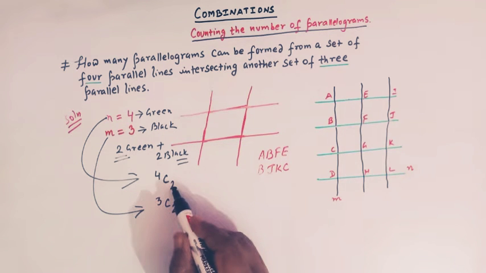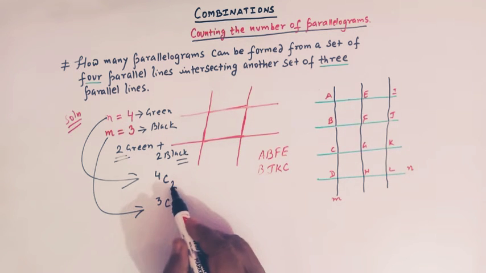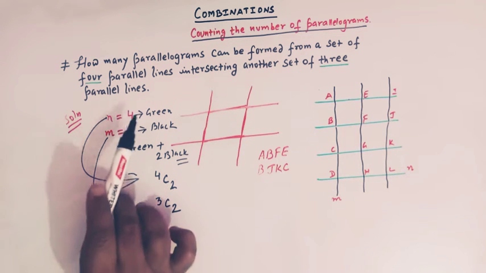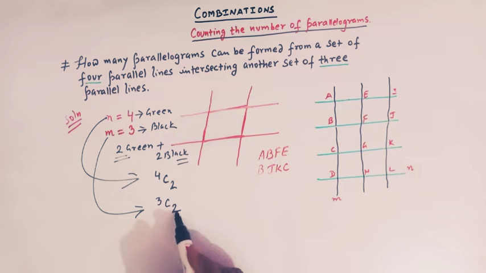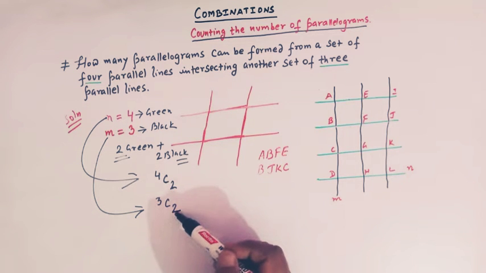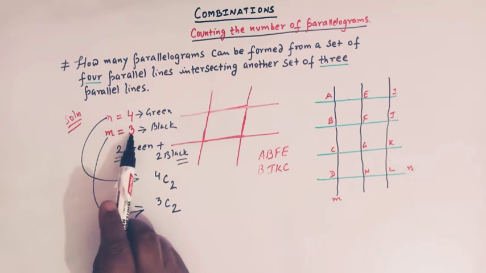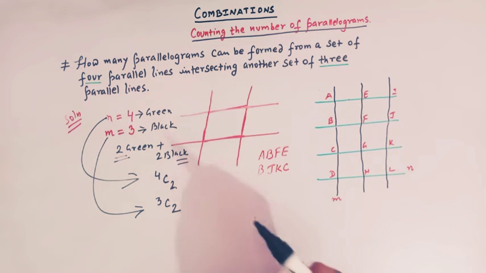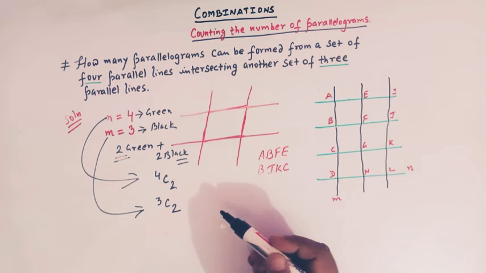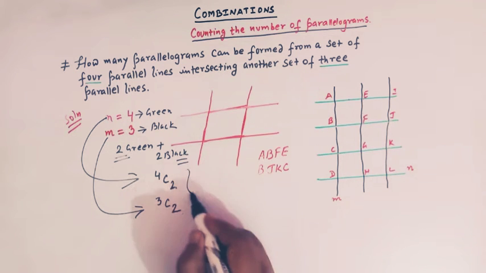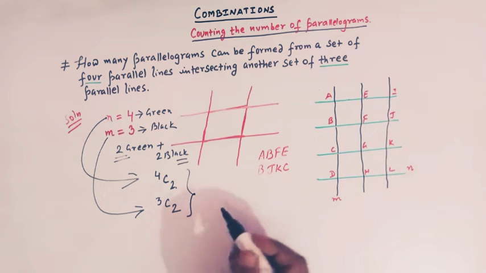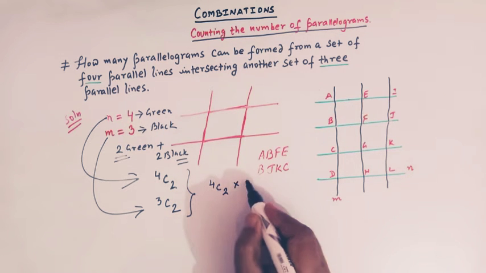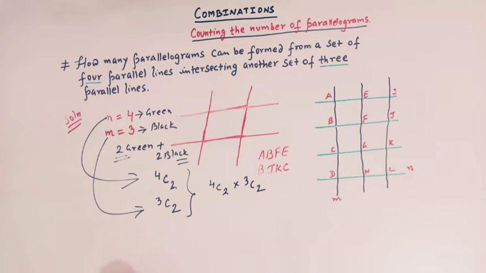So now we have here 2 lines chosen from 4 green lines, and here also we have 2 lines chosen from 3 black lines, and thus we have 2 plus 2, 4, and the parallelogram has 4 sides, right? And the total number of parallelograms would then be given by 4C2 times 3C2, right?